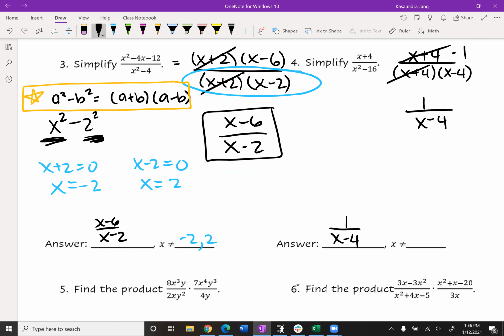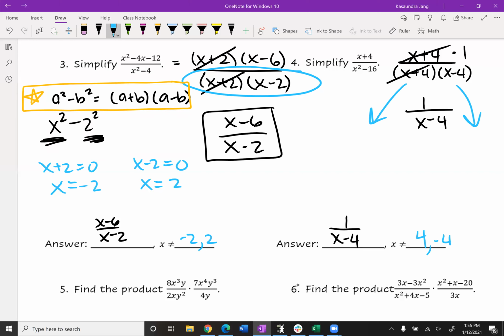What are my excluded values on number 4? X cannot equal a 4. That is true. And there's actually another one as well. X cannot equal a positive 4 and something else. And the negative 4. Nice. So a positive 4 and a negative 4, because even though you canceled it out, you had to consider all of the factors in the denominator. So yes, we got a positive 4 and a negative 4.